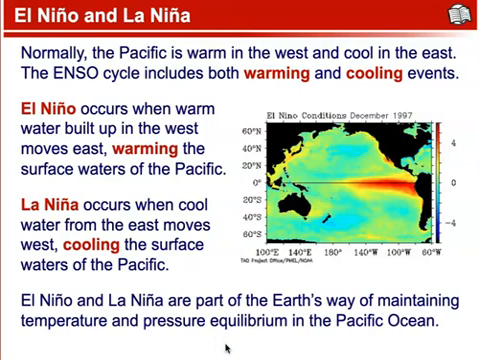El Nino and La Nina are part of the Earth's way of maintaining temperature and pressure equilibrium in the Pacific Ocean. El Nino means the Christ child. It was so named by the Peruvian fishermen who first noticed the phenomenon. The fishermen used this name because El Nino occurs during the winter months, around Christmas time. It occurs about every 2 to 7 years.